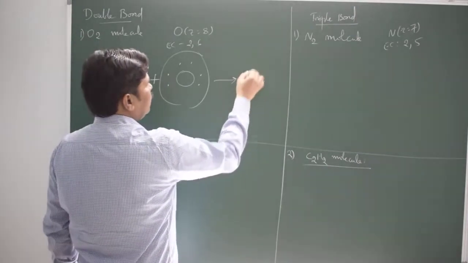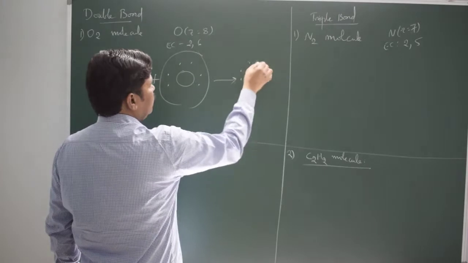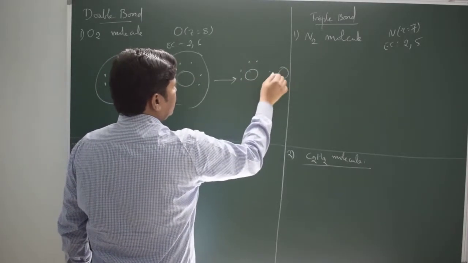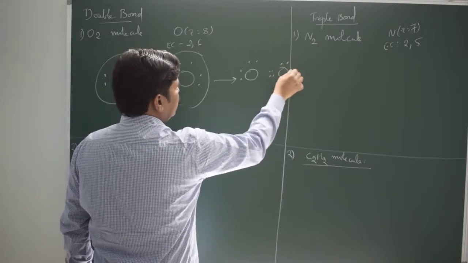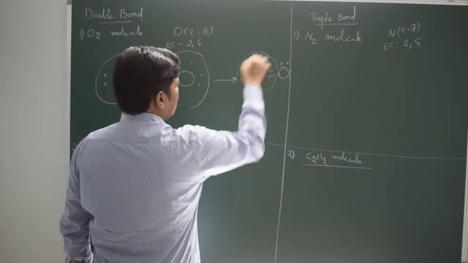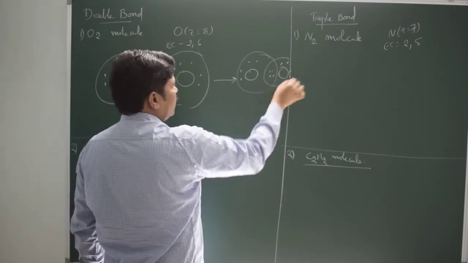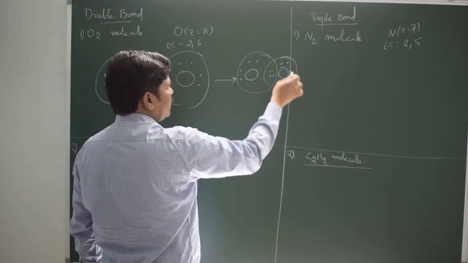So oxygen, one atom: one, two, three, four, this five and six here. Another atom: one, two, three, four, five, six. So this oxygen atom has one, two, three, four, five, six, seven, eight electrons, and this one also has one, two, three, four, five, six, seven, eight.